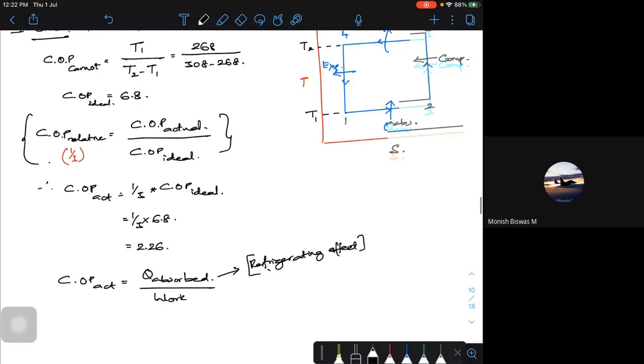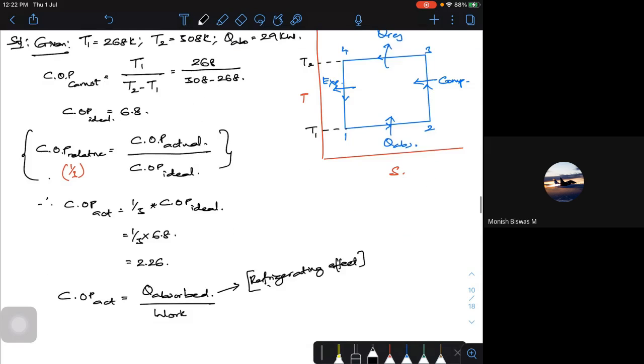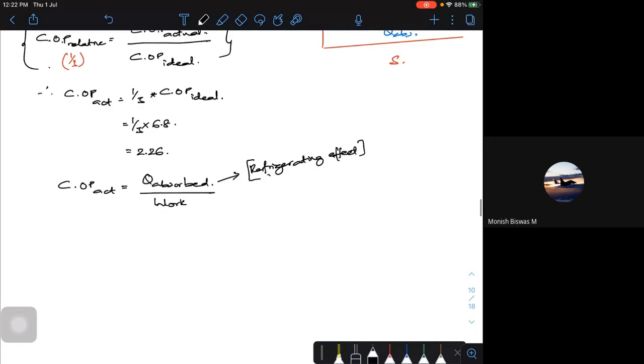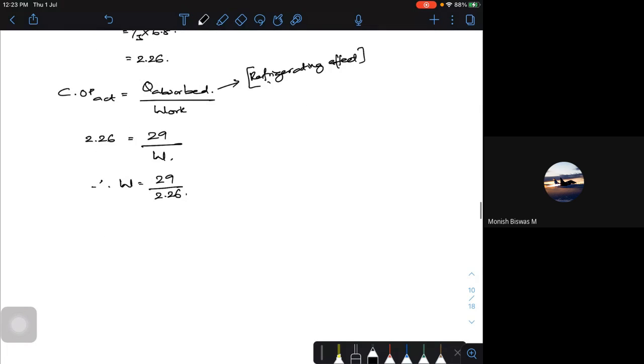In this problem, they have given heat absorbed as 29 kilowatts. In the cold storage, I am trying to absorb 29 kilowatts. Then what is your COP actual? So 2.26 is equal to 29 kilowatts divided by your work done. Therefore, W is equal to 29 divided by 2.26. So your work done, roughly I am getting around 12.9 kilowatts.